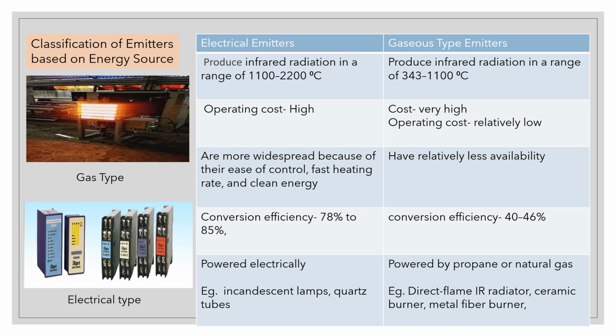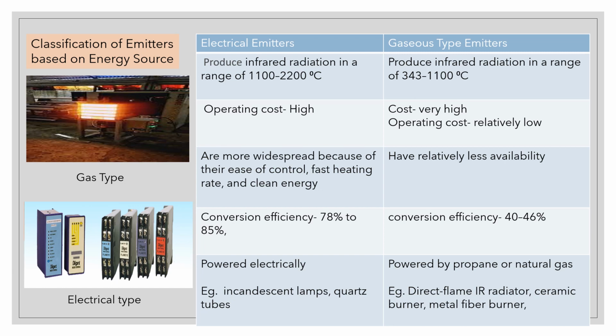The electrical emitters are operated electrically. There is a metal filament which is enclosed in an evacuated material or filled with inert gas, and the electric current is passed through the metal filament. Whereas the gaseous type of emitters are powered by propane or natural gas. The electrical type emitters are more widespread because of their ease of control, fast heating rate and clean energy, because they act as a clean energy source, whereas the gaseous type emitters have relatively less availability.